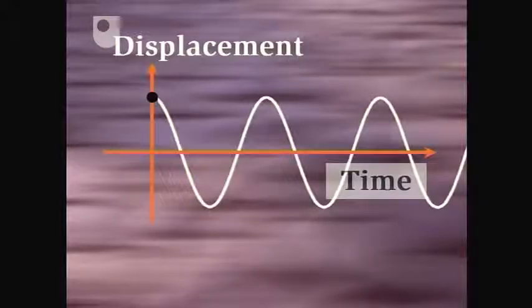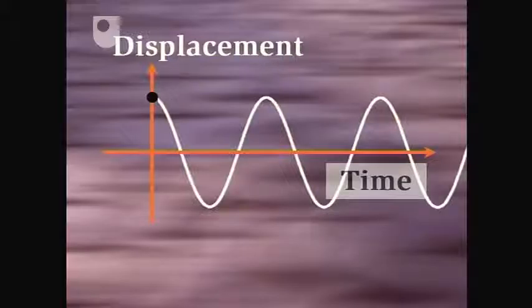In order to see how the displacement of this spot varies with time, we can plot a graph of displacement against time. This curve looks very much like the static wave profile you saw earlier, but it's actually a plot of the motion of one particular position on the water's surface against time.